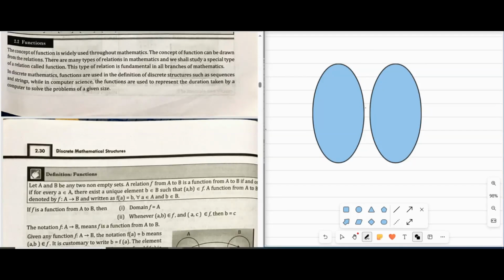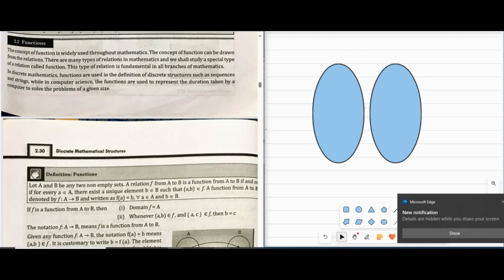Today we are going to discuss the chapter functions. So what is meant by functions? It is from Computational Discrete Mathematics of the first semester BCA SEP syllabus, and it is also for the students who are from second semester BCA Discrete Mathematical Structures, second semester NEP syllabus.